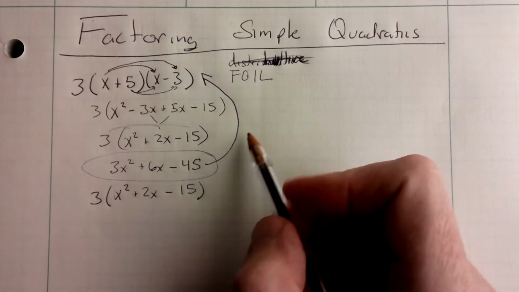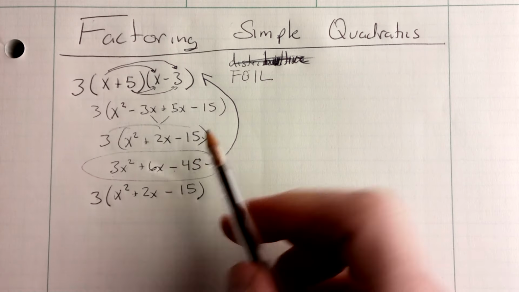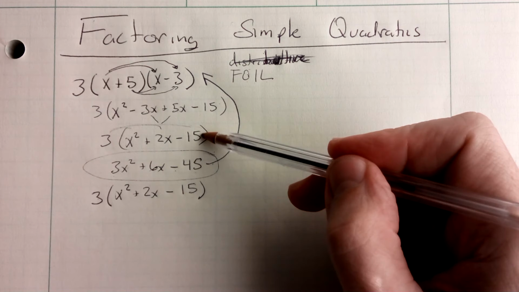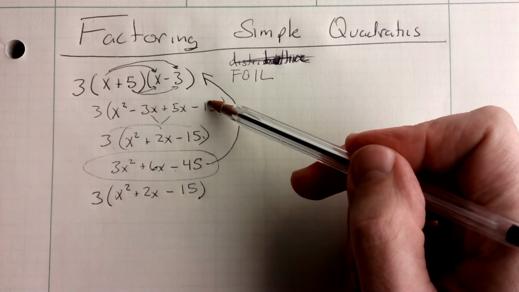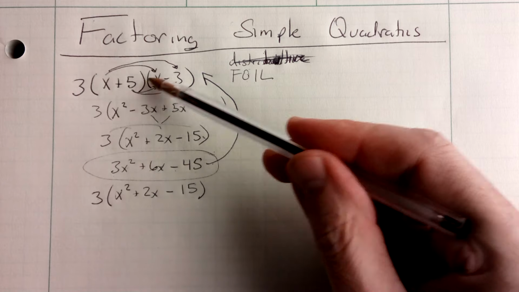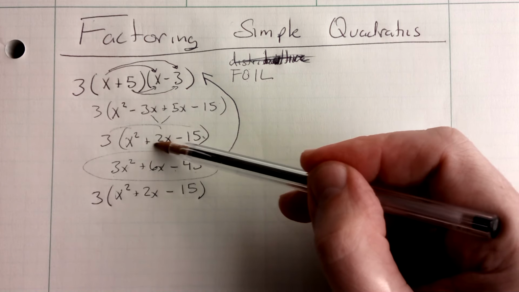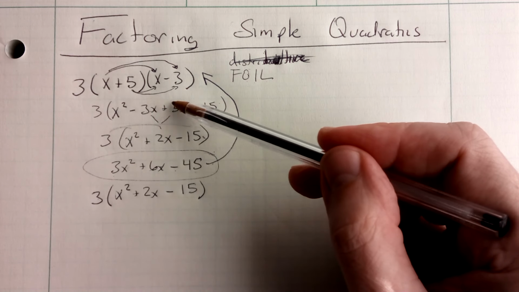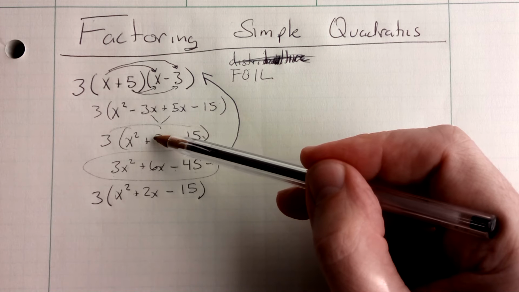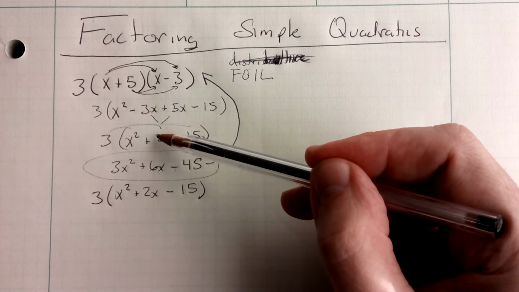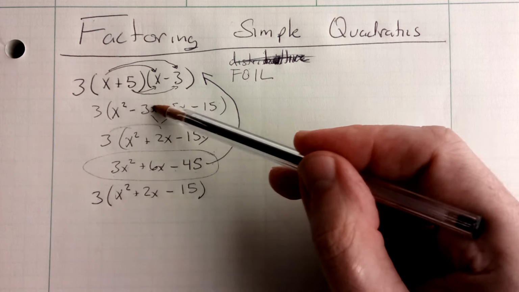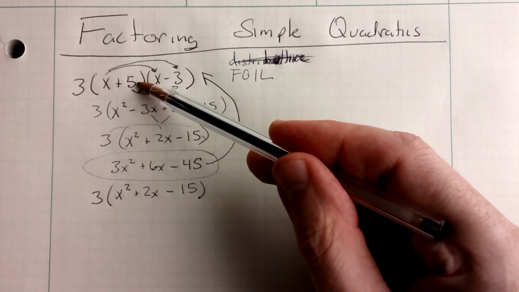So we've got back to this. Now what we're going to do is realize where we got the negative 15 from. We got the negative 15 here from multiplying these two together. Where did we get the 2? By adding this negative 3x and 5x. And not a negative 2, it's a positive 2 actually. And we got the positive 2 by, in a sense, just adding these two terms together.